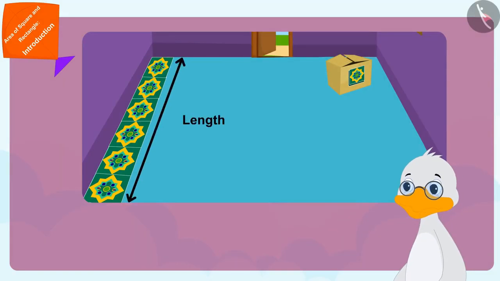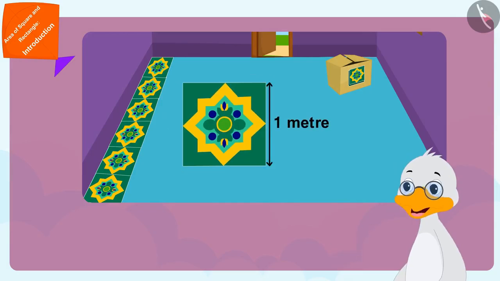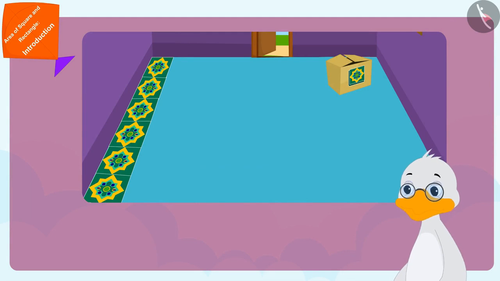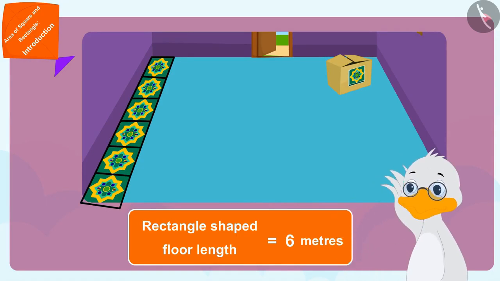Oh, the length of my floor is equal to 6 tiles with 1 meter long edges. That means my rectangle-shaped floor is 6 meters long, thought Uncle.